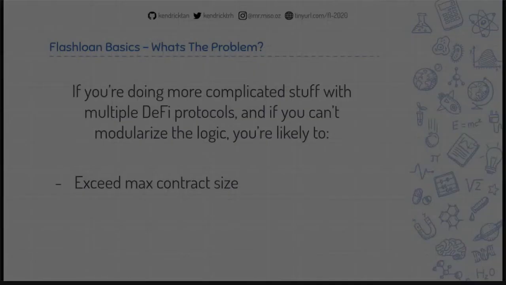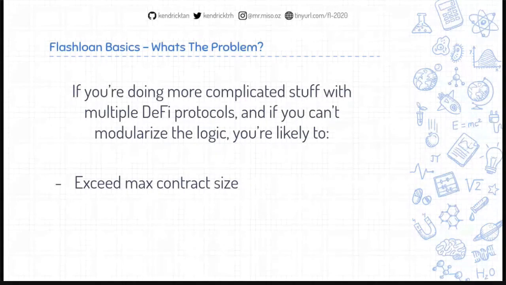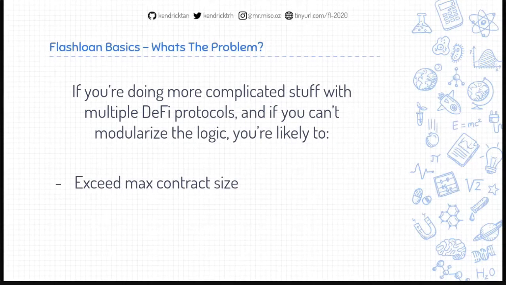So that's just 3 protocols. Like we've been seeing the explosion of DeFi protocols recently. What if I want to integrate 5, 6, 7, 8, 9 different DeFi protocols? If you can't modularize the logic, and if you can't separate out these libraries and these interfaces from the actual flash loan contract, you're very, very likely to exceed the max contract size.